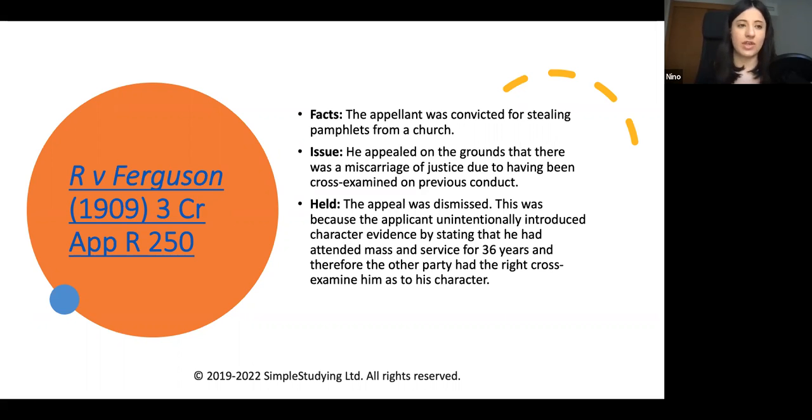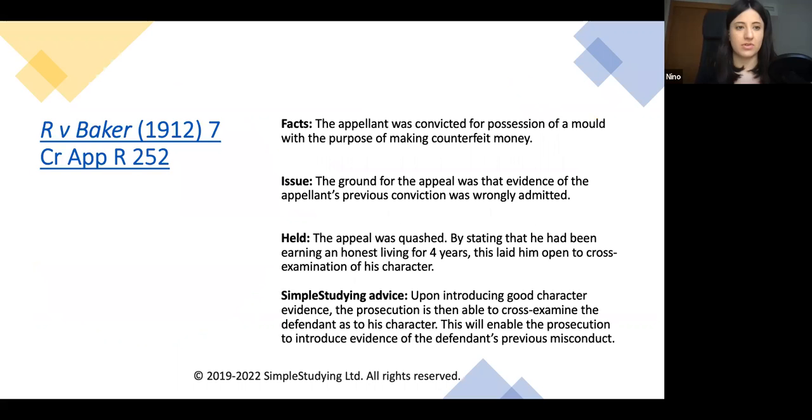Therefore, character evidence cannot be introduced all the time. It can create false impressions, and it depends on the circumstances in which character evidence can be introduced.